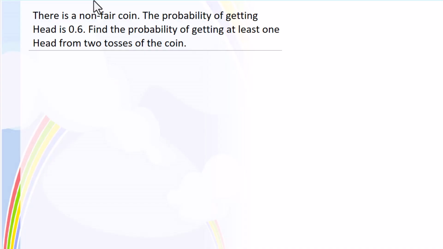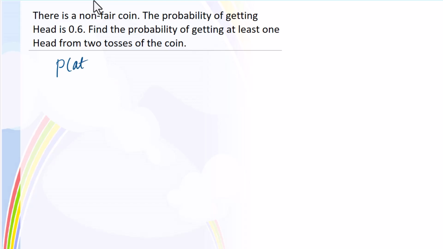This video is about tree diagrams. Let's look at this example. There is a non-fair coin. The probability of getting head is 0.6. Find the probability of getting at least one head from two tosses of the coin.